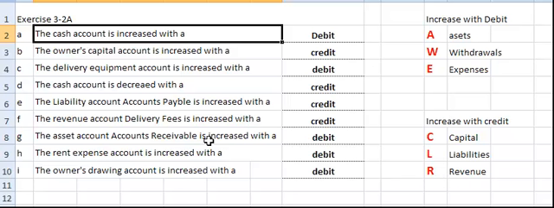The asset account, accounts receivable, it's an asset. Assets increase with the debit, so it will also increase with the debit. The rent expense, that falls under my AWE expenses, so it also increases with the debit. And my drawing, withdrawals, same thing, also increases with the debit.